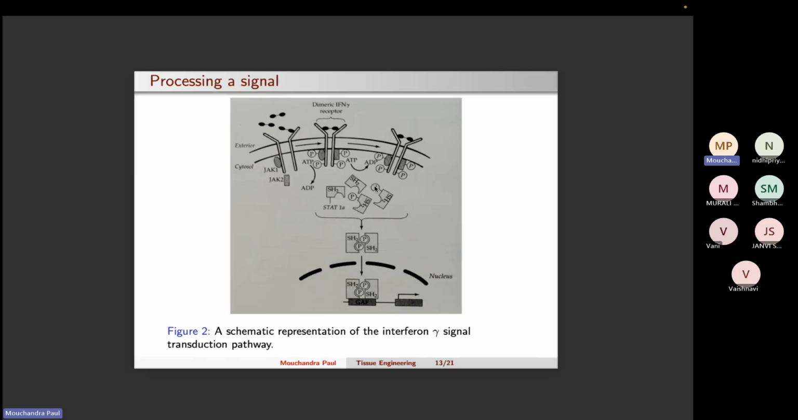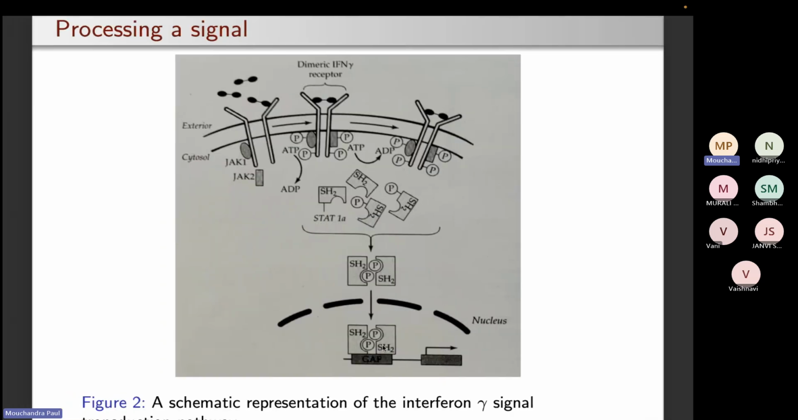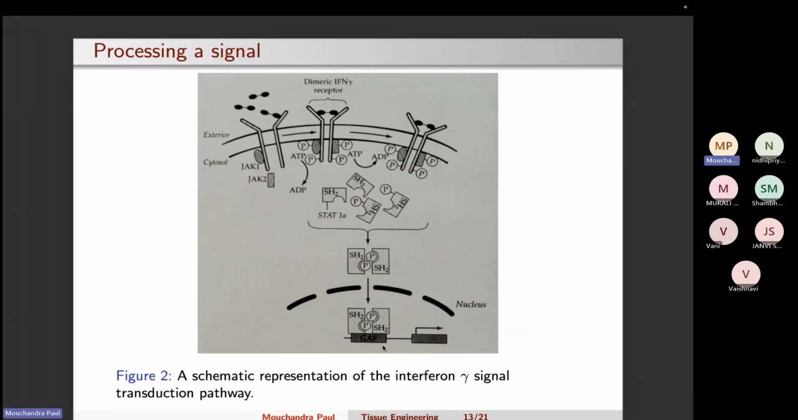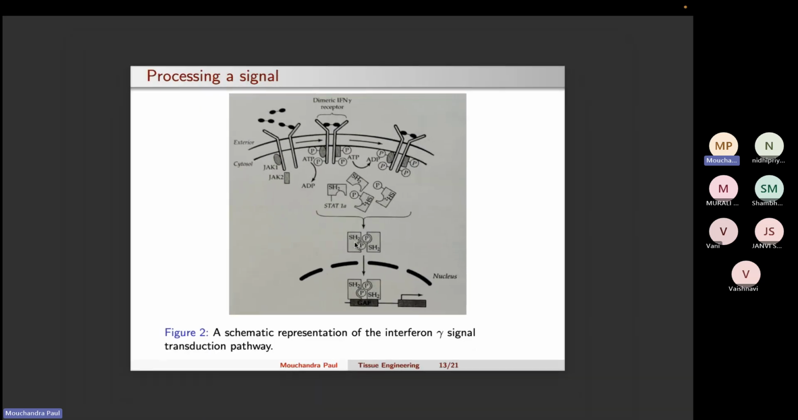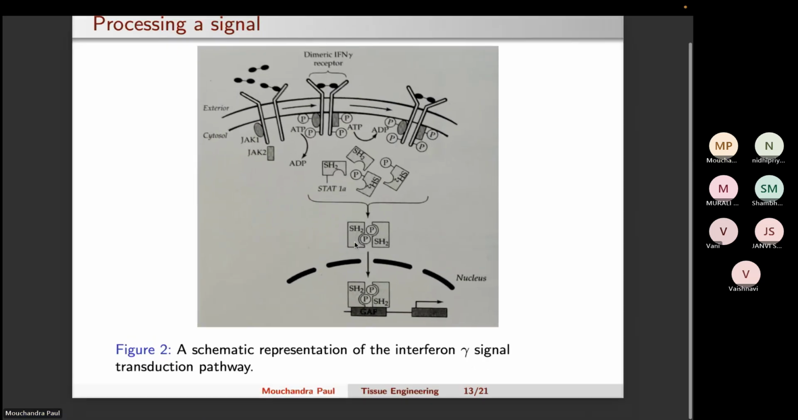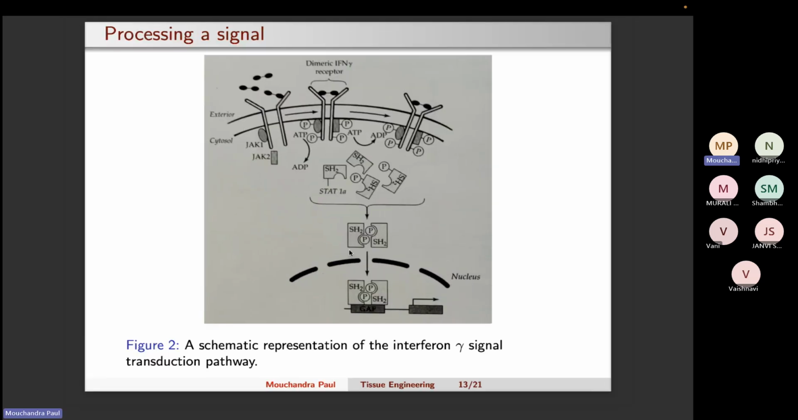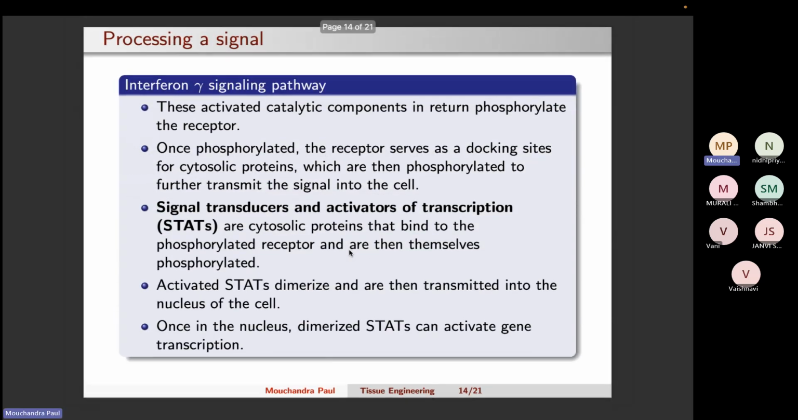So this is an overall very brief explanation of the interferon gamma signaling pathway, which happens via the JAK and STAT proteins that are there in the cell cytosol. I hope this was clear. Ma'am, yes?